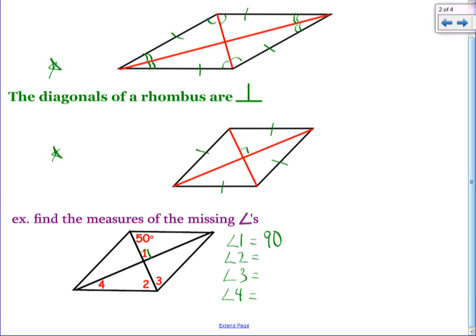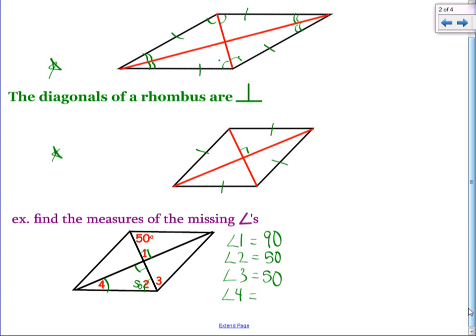Angle 1 is 90. What else do we know? 2 is 50. And 3 is 50, because up here it says that these two angles are the same. Okay, so we've got 50 and 50. So if this one is 90 and this one is 50, how big is the last guy?